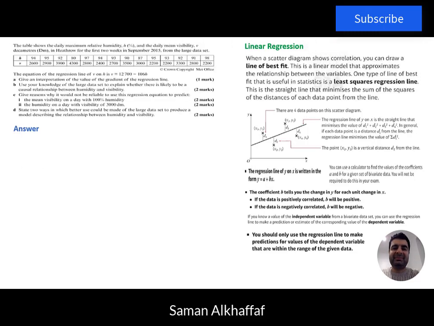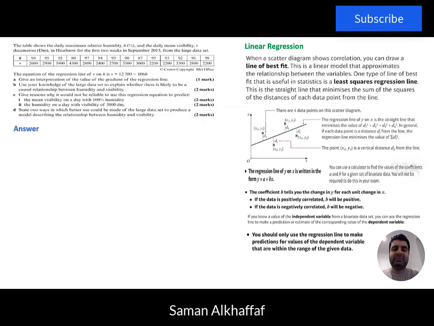In this example, the table shows the daily maximum relative humidity, H in percentage, and the daily mean visibility V in decameters in Heathrow for the first 2 weeks in September 2015. From the large data set, we have a table of data. The equation of the regression line of V on H is V equals 12,700 minus 106H.